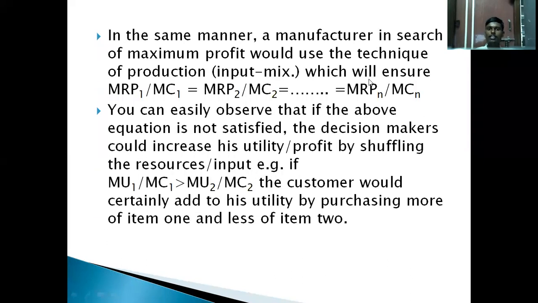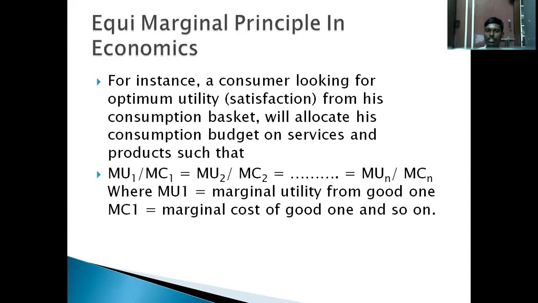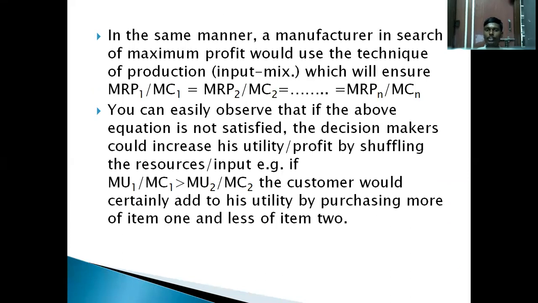Next, in the same manner, a manufacturer in search of maximum profit would use the technique of production, that is input mix, which will ensure MRP1 by MC1 is equal to MRP2 by MC2 and so on up to MRPn by MCn, which I have said before in the previous slide. MC1 or MC2 is known as marginal cost of good one. You can easily observe that if the above equation is not satisfied, the decision maker could increase his utility or profit by shuffling the resources or inputs.